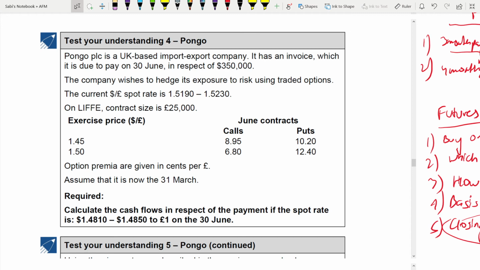Okay. So now Pongo PS is a UK based import export company, and it has an invoice, that means a receipt of 350,000 US dollars on 30th June. The company wishes to hedge its exposure using traded options. This is the current spot. Contract size is given, same as futures. They will give you the contract size and the two exercise prices. It's a June contract, you don't have to decide. So call and put, you have to decide whether it's call or put and which exercise price. Option premiums are given in cents per pound. Assume it is now 31st March.